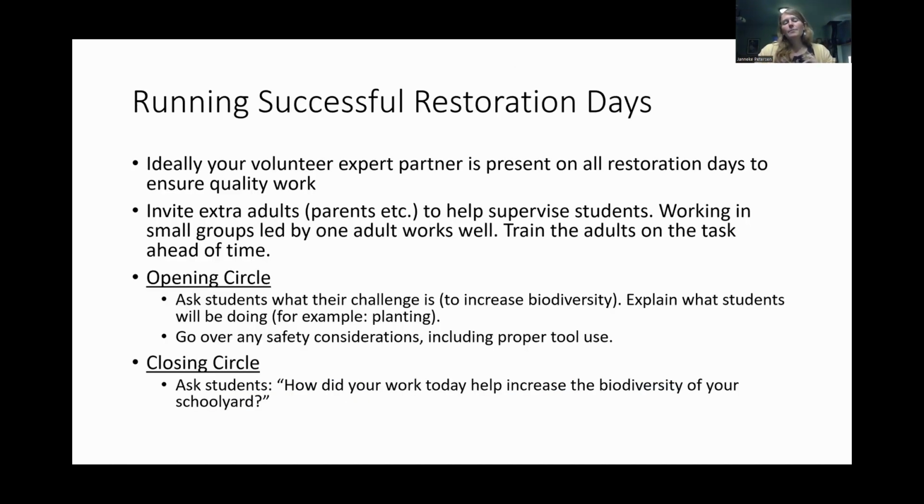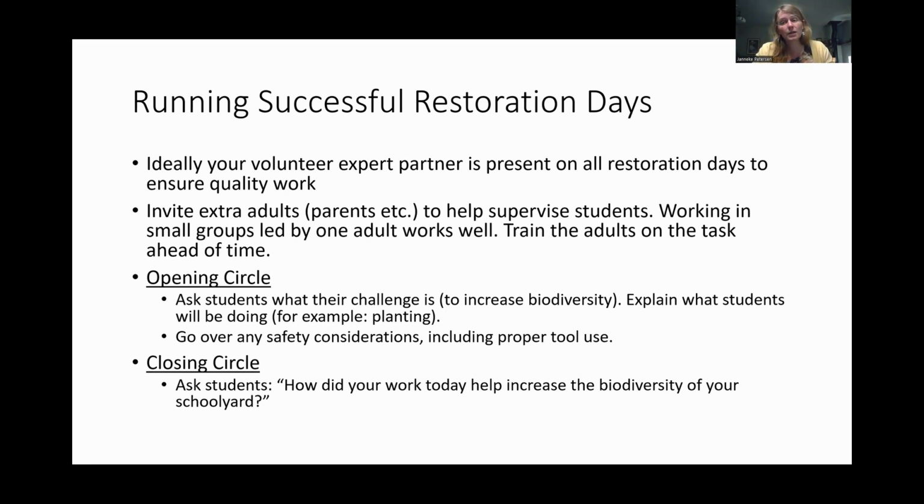So I want to just talk briefly about running successful restoration days. So the first thing is, ideally, your volunteer expert partner is present on all restoration days to ensure quality work. The second is you definitely want to invite extra adults, parents, etc., to help supervise students. So working in small groups led by one adult works really well. And that adult can be responsible for their group of 3 or 4 students or more.